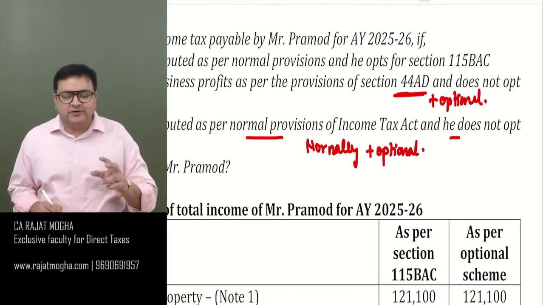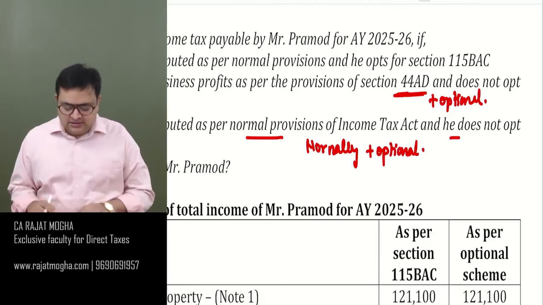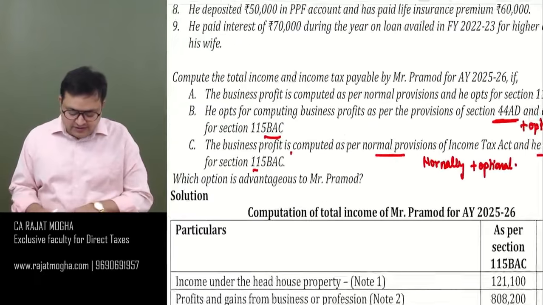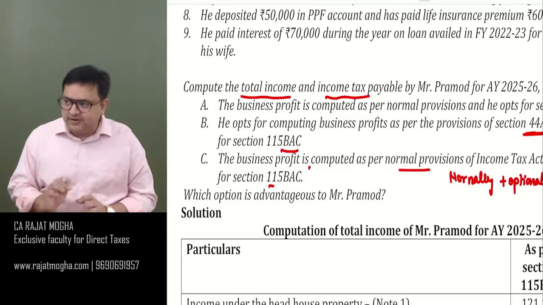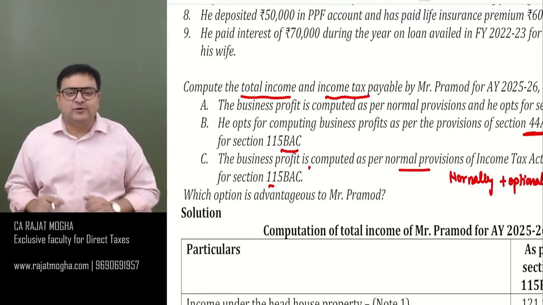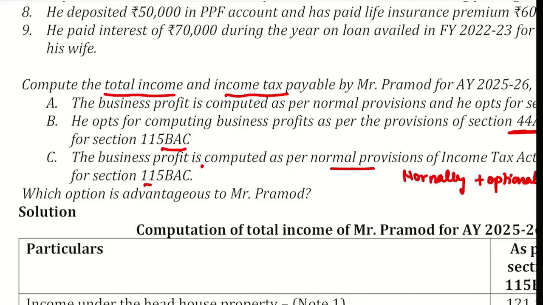So what we need to do is we have three points over here, three questions over here. First of all, we have to compute the total income and the tax payable. This we understood, that we have to compute the total income and the tax payable. And we have been given three questions over here.